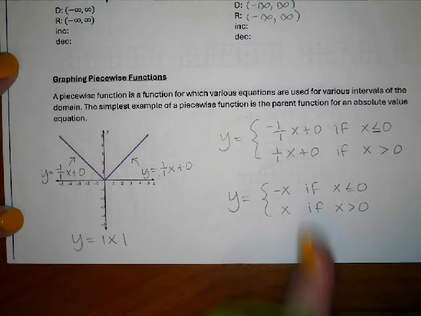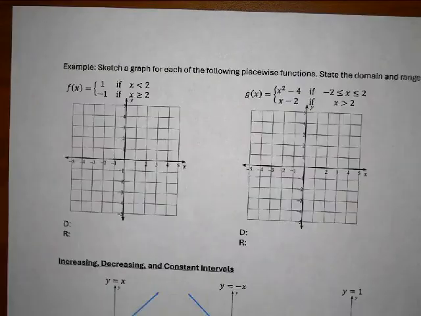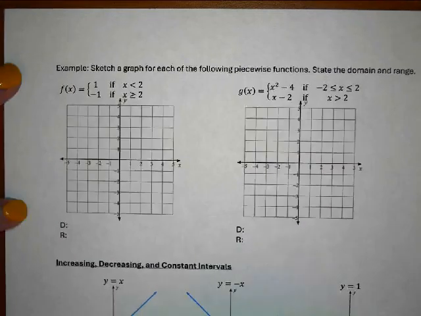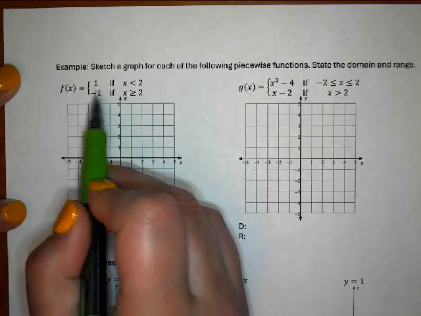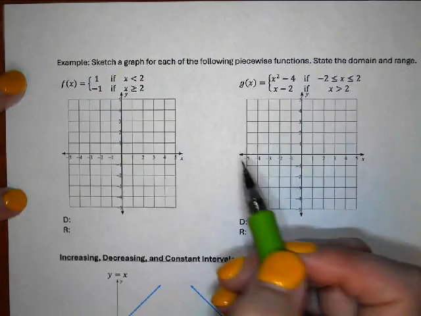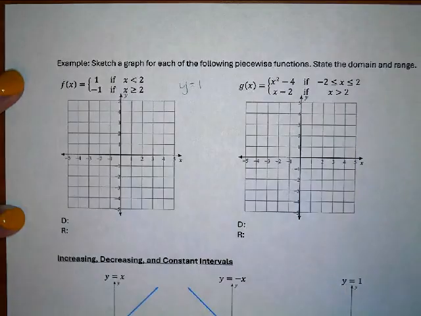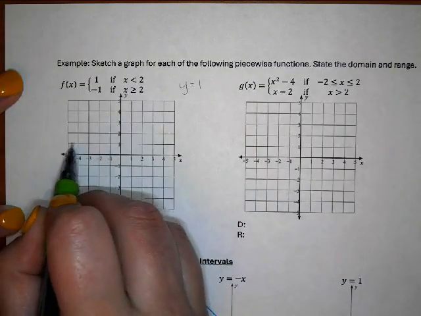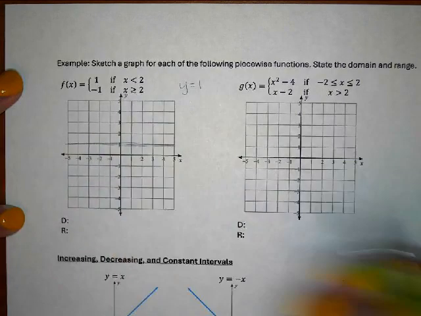So what we're going to do next is we're going to graph a couple piecewise functions. So this first one says f of x, or y equals 1 if x is less than 2. Well, the graph y equals 1 just means that all the y coordinates of all the points are 1. So it would be this horizontal line right here, y equals 1. So I'm going to start by graphing that. I'm graphing in pencil because I'm about to erase part of it.